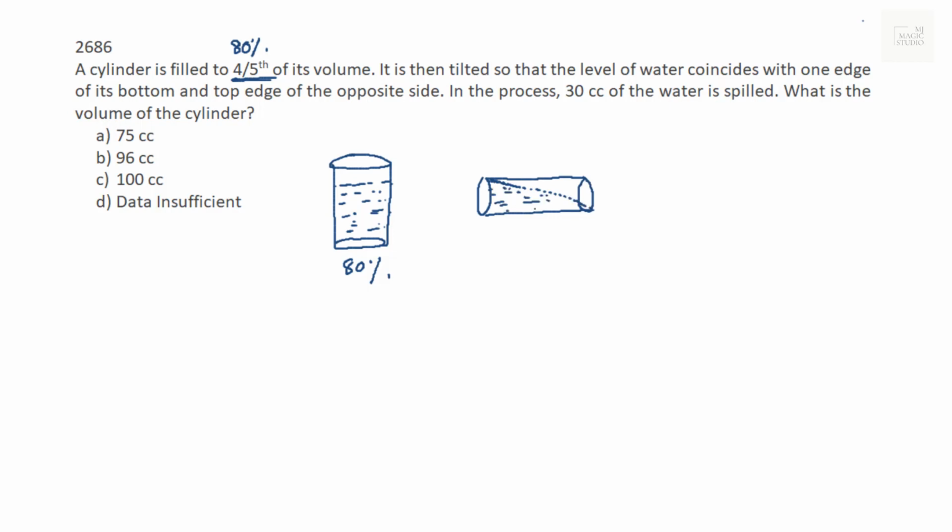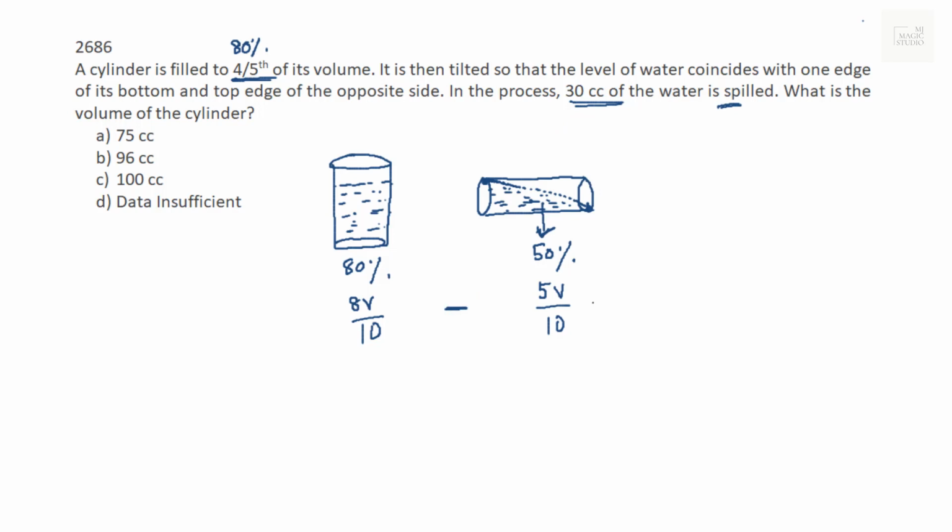And this means now the water occupies only 50% of the volume. If it is touching at one edge and the water level is touching at the other edge of the bottom, it will only occupy 50% of the volume of the cylinder. In this process, 30 cc of water is spilled out. Now we can see it was initially 80% of the volume, that is 8V by 10. Now it is only 50% of the volume, that is 5V by 10. And in this process, 30 cc of water is spilled out.